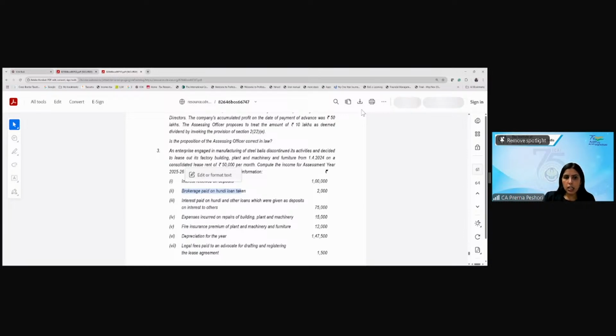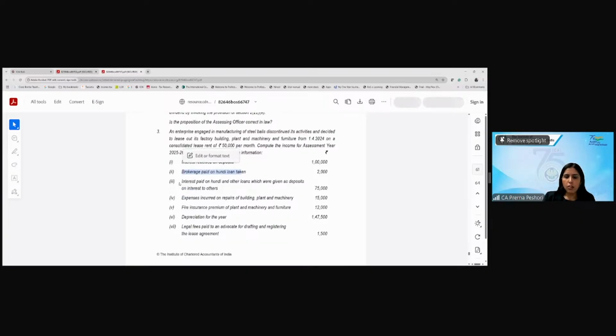So if you see, what they have said in the next para, a third point, is interest paid on hundi and other loans which were given as deposits on interest to others. So he has basically taken the amount from hundi and he has paid on that hundi some brokerage and interest. And he has utilized the hundi amount for giving deposits to others, on which he has received the interest. So here, for the brokerage paid, the question is, can we claim the deduction against this interest?